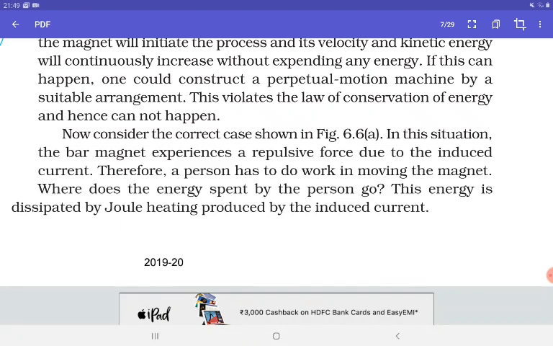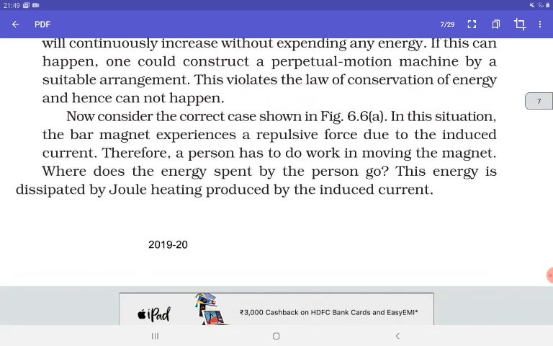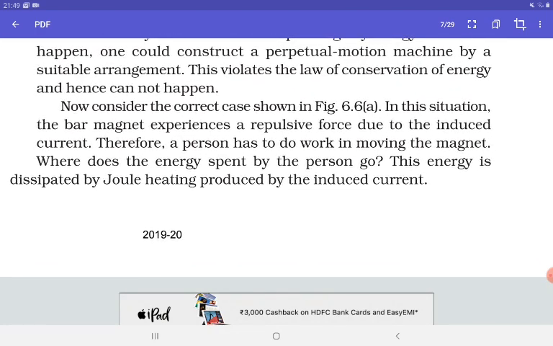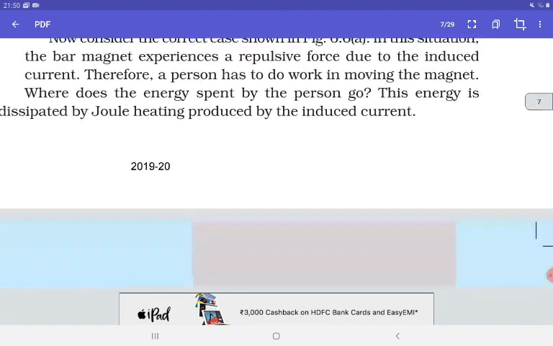Now consider the correct case shown in figure 6.6a. In this situation, the bar magnet experiences a repulsive force due to the induced current. Therefore, a person has to do work in moving the magnet. Where does the energy spent by the person go? This energy is dissipated by Joule heating produced by the induced current.